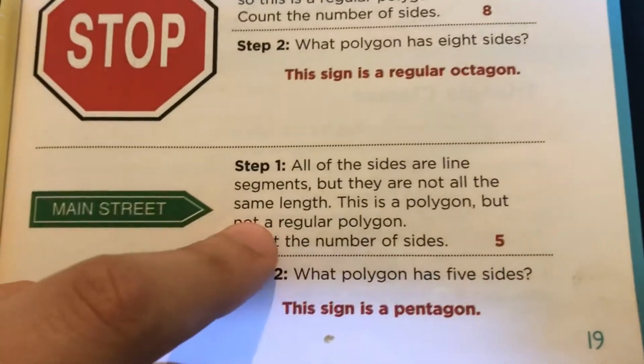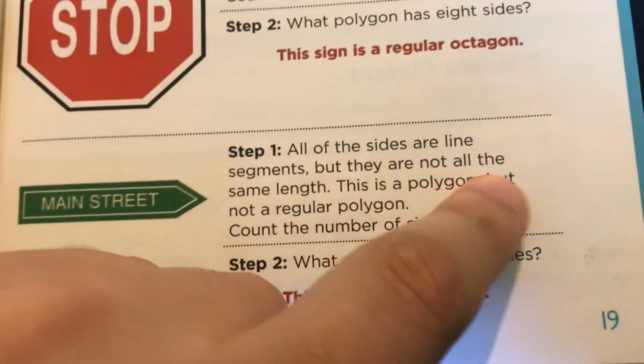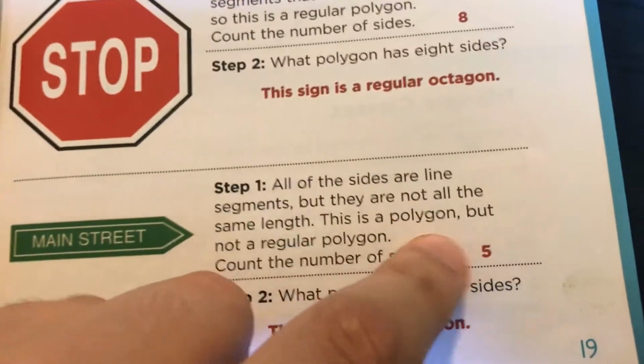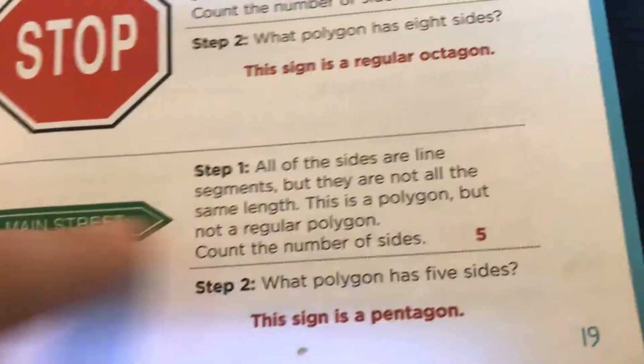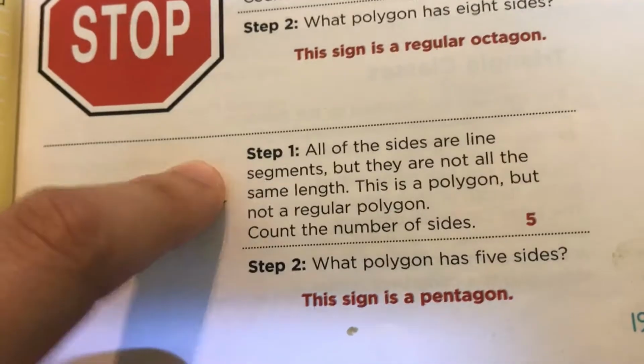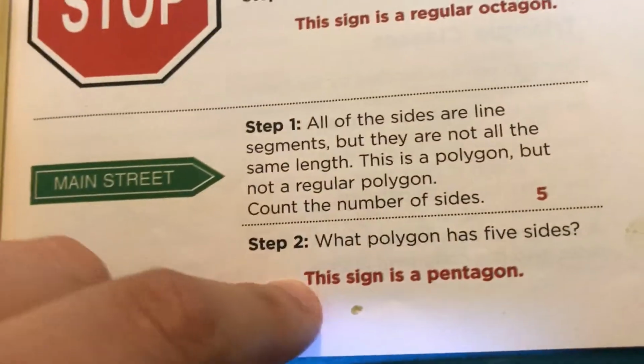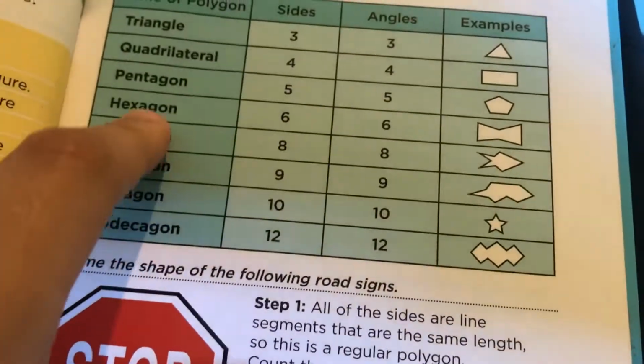Step 1. All of the sides are line segments, but they are not all the same length. This is a polygon, but not a regular polygon. Count the number of sides. 1, 2, 3, 4, 5. 5. What polygon has 5 sides? This is a pentagon.